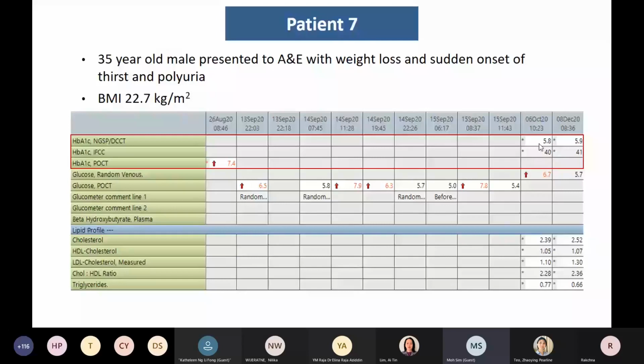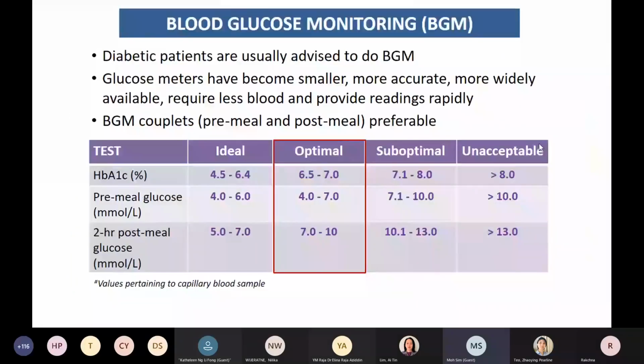I think we are recognizing that blood glucose monitoring, or BGM, is an essential part of diabetes management, and all diabetic patients are advised to do BGM. Glucose meters have also become smaller, more accurate, more widely available, require less blood, and provide readings rapidly. And we tend to advise our patients to do both pre-meal and post-meal BGM checks, and we call this BGM couplets.